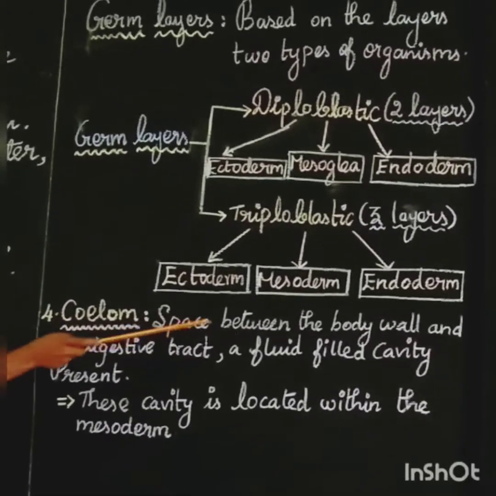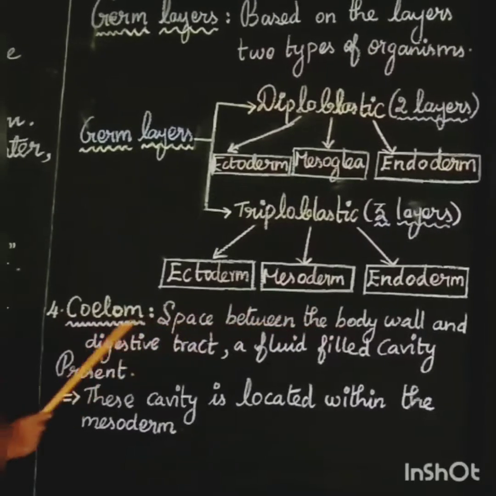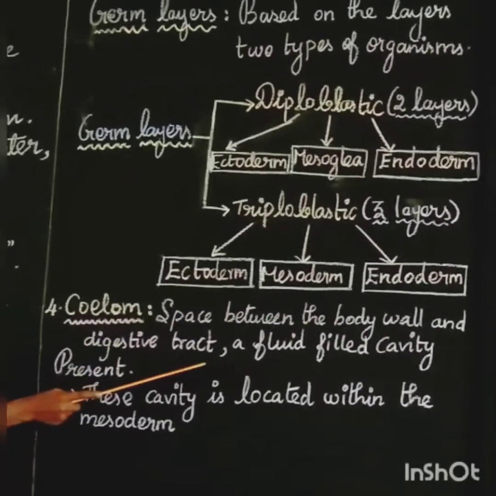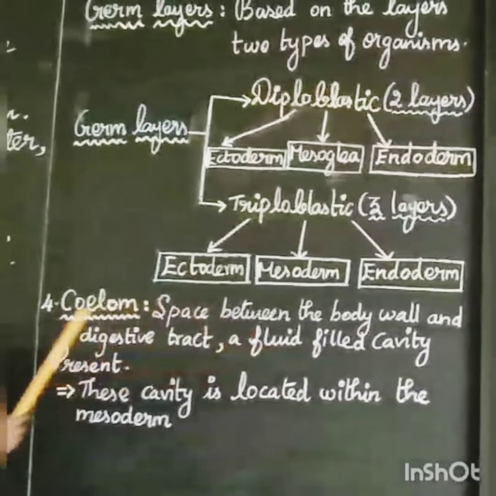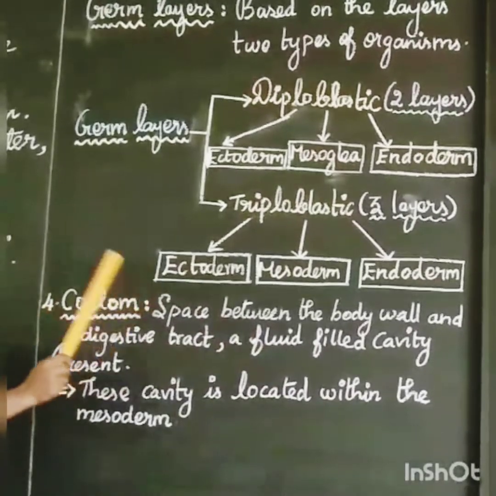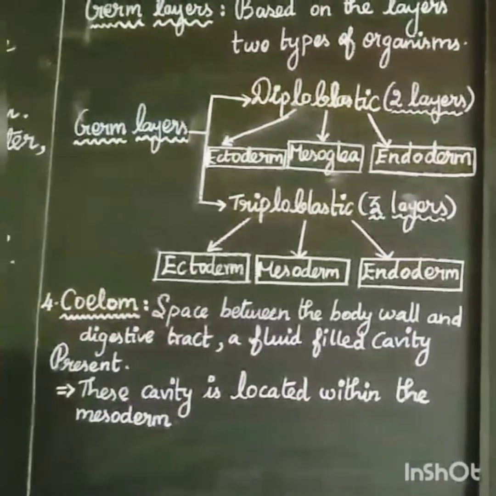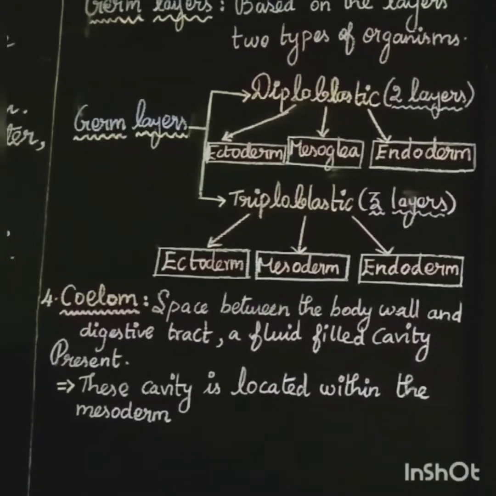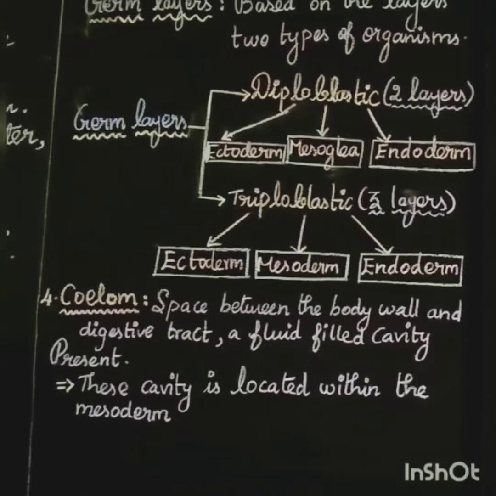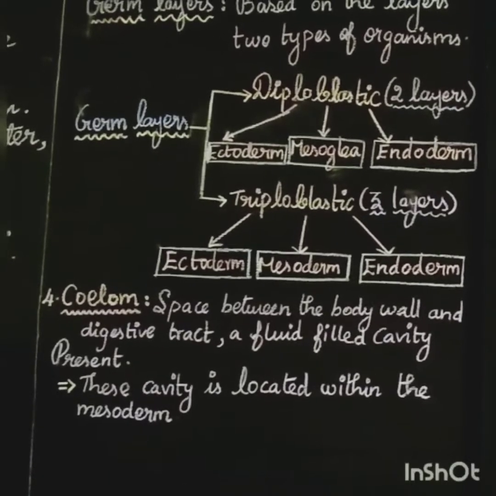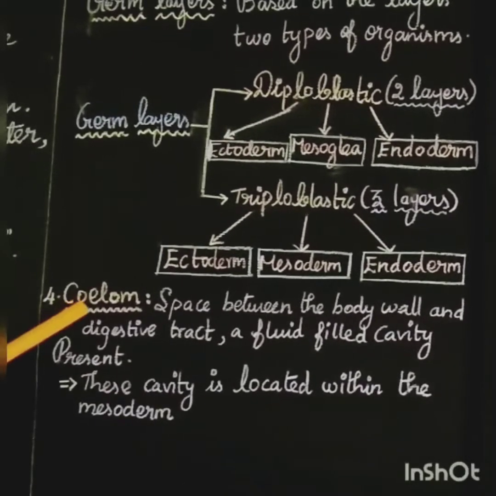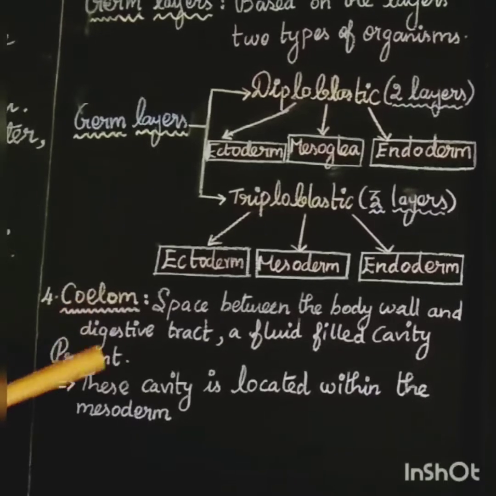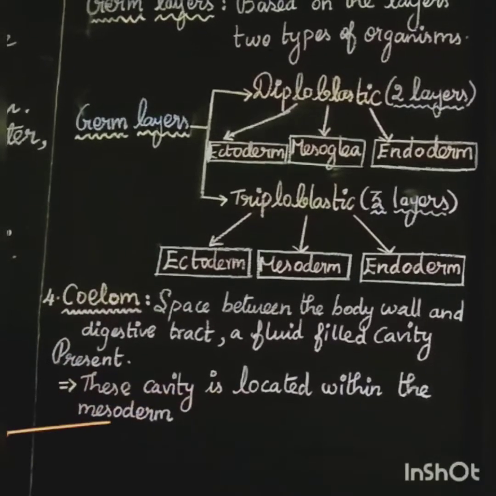It is a space between the body wall and the digestive tract. There will be a fluid filled cavity present, that is called coelom. Clearly understood: that is a space between the body wall and the digestive tract. In between there will be a space. This space is filled with some fluid, that is called coelom. These cavities are located within the mesoderm.